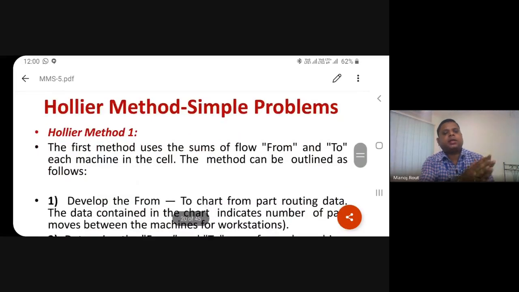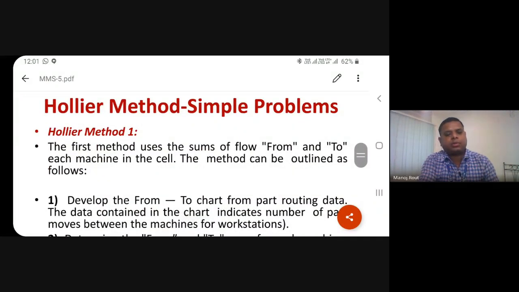So here is another method, the Hollier method, for simple problems. The Hollier method is a fast method that uses the sum of flow from and to each machine in the cells. This method can be outlined as follows. Point number 1: develop the from-to chart from the part routing data, and the data in the chart indicate the number of parts moved between the machines or workstations. Moving to the next one.